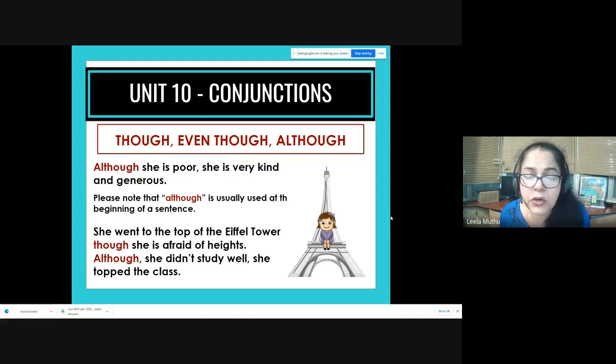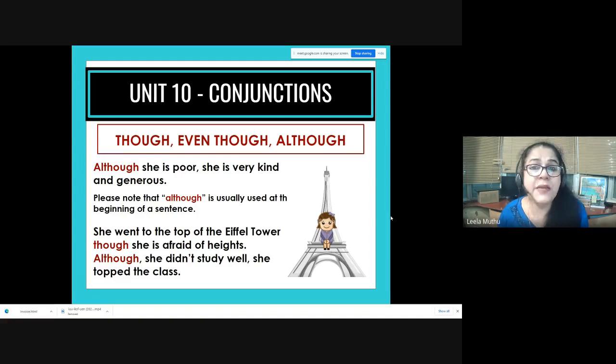So please note that although is usually used at the beginning of a sentence. She went to the top of the Eiffel Tower, though she is afraid of heights. Now, when you expect somebody who's afraid of heights, you don't expect them to climb to the top of the huge Eiffel Tower. Two contrasting things are happening, okay? We are using though in this situation, okay? You can say it this way, although she's afraid of heights, comma, she went to the top of the Eiffel Tower, okay?